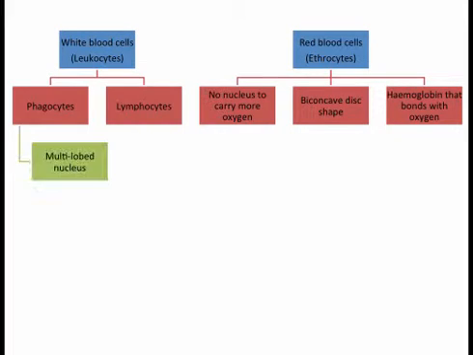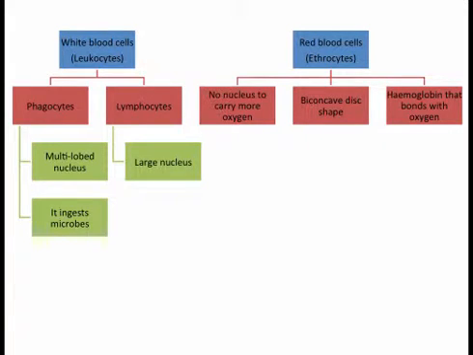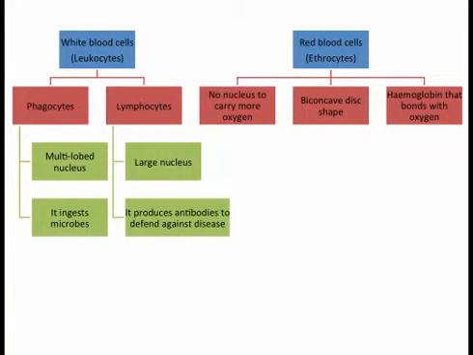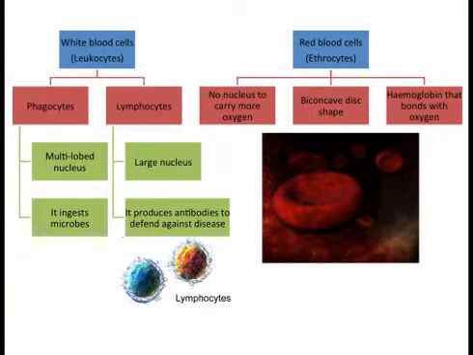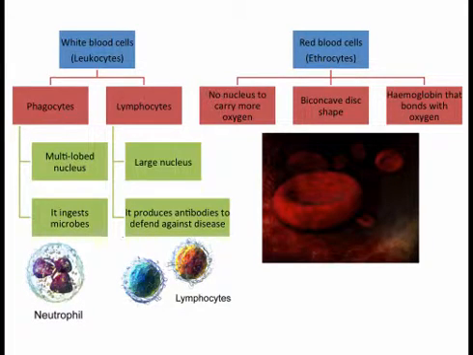Phagocytes are also adapted for their purpose. They have a multi-lobed nucleus, and they ingest microbes. That means they sort of eat them. Lymphocytes have a very, very large nucleus, and they produce antibodies to defend against disease. And this is what the different types of blood cell look like. The red blood cells, you'll be familiar with them now. Lymphocytes are like this. You can see the large nucleus, and the phagocytes or neutrophils are like this.